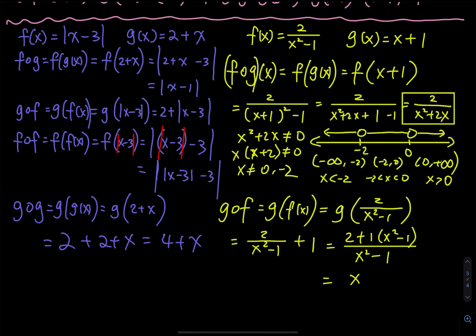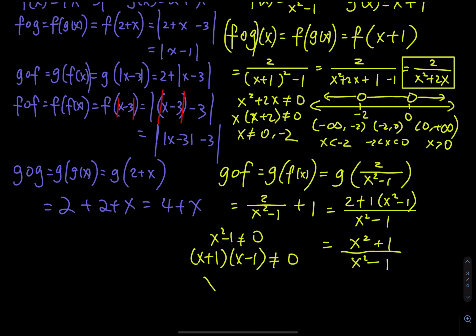So you have x squared, 2 minus 1 is 1, and then divided by x squared minus 1. So x squared minus 1 cannot be equal to 0. So x cannot be equal to positive 1 and negative 1. In case you don't know how I got that, I would like to elaborate one more step. x plus 1, x minus 1 factor, right? So x cannot be equal to negative 1 and positive 1.